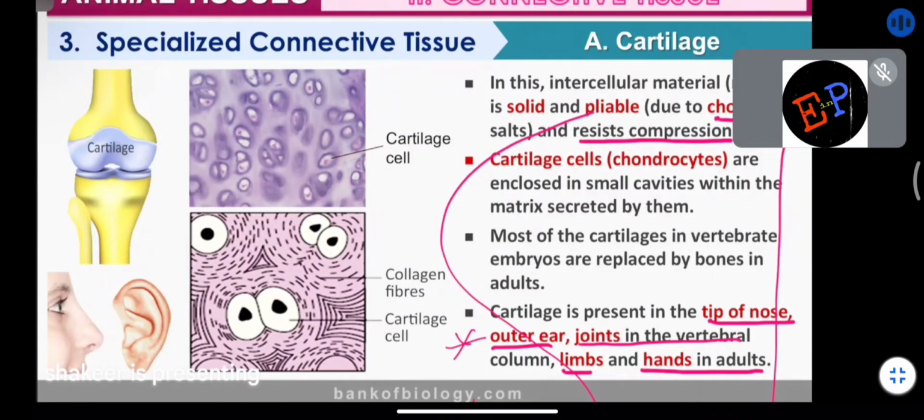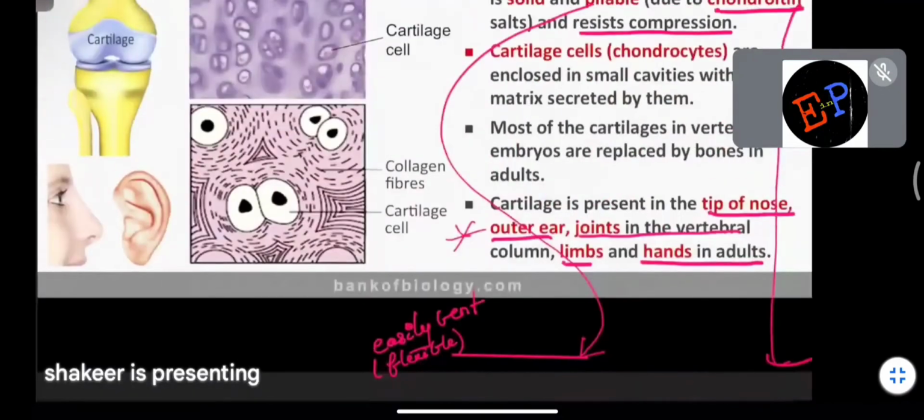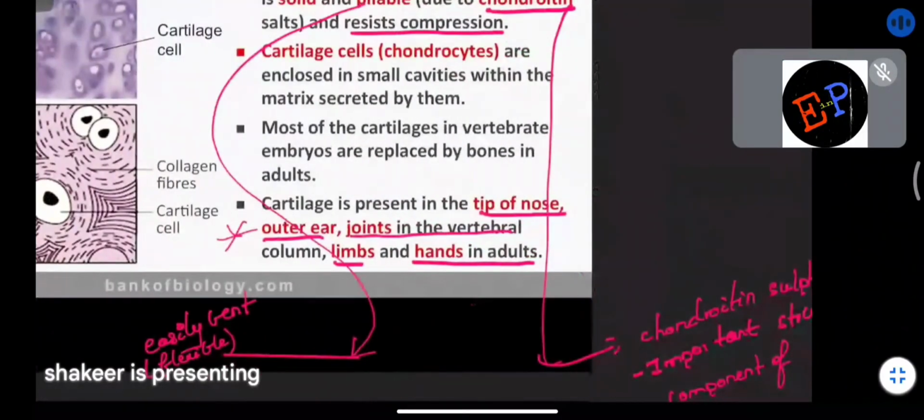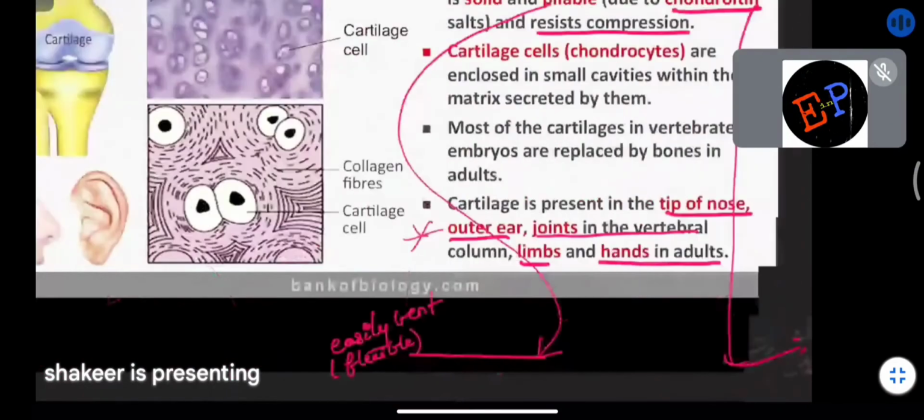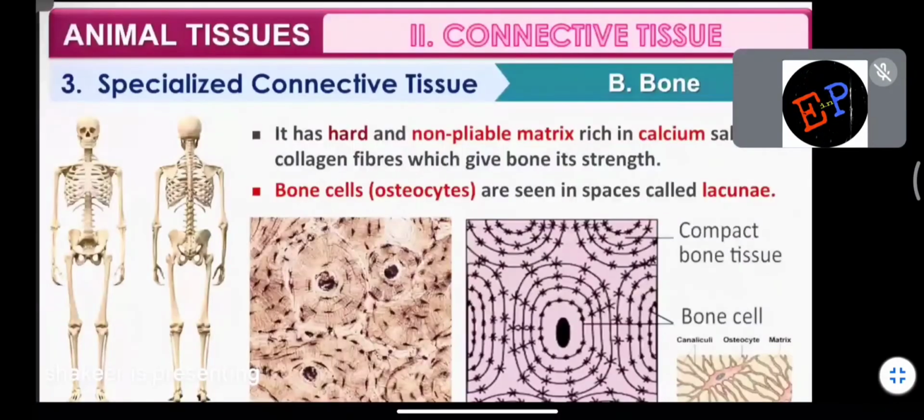Joints in the vertebral column. We have the vertebral column, and in that vertebral column also, the joints are made up of cartilage. Limbs and hands in the case of adults. Clear? That's it. What is meant by liable and what is meant by chondroitin I have written here, so you can study it. Then next we are studying about bone.